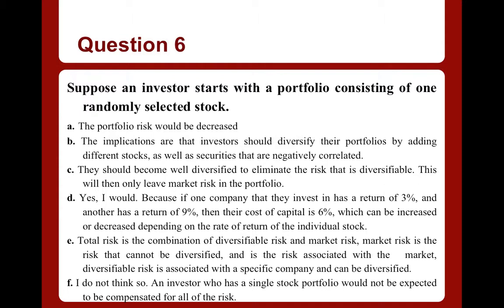The total risk is the combination of diversifiable risk and market risk. Market risk is the risk that can't be diversified and is the risk associated with the market. Diversifiable risk is associated with a specific company and can be diversified. An investor who has a single stock portfolio would not be expected to be compensated for all of the risk.